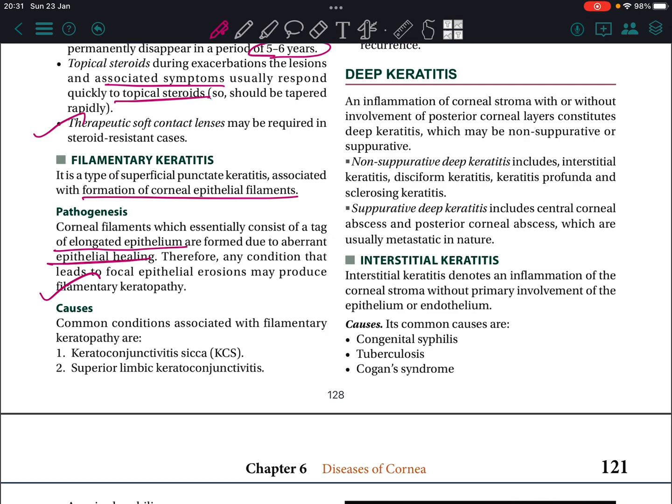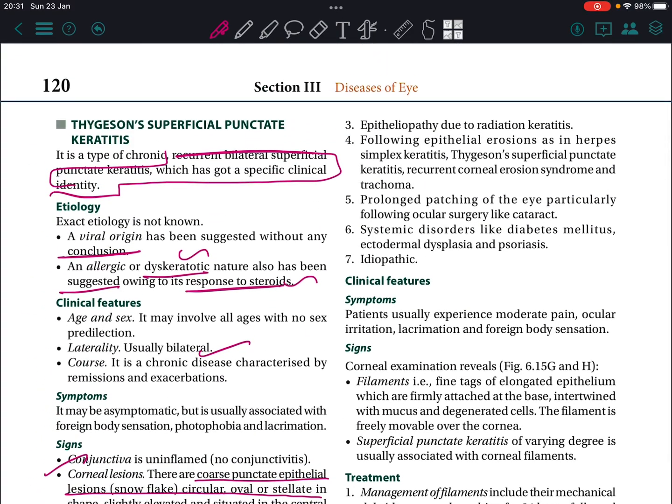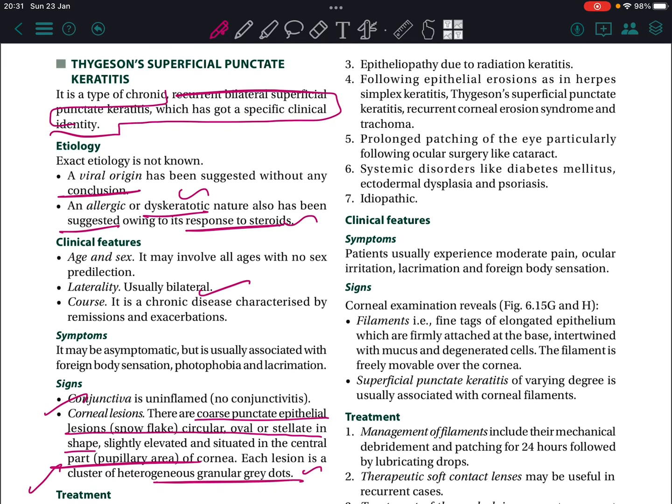Causes: common conditions are keratoconjunctivitis sicca, superior limbic keratoconjunctivitis, epitheliopathy due to radiating keratitis, following epithelial erosion as in herpes simplex keratitis, Thygeson's superficial punctate keratitis, recurrent corneal erosion syndrome, trachoma, prolonged patching of the eye, particularly following ocular surgery like cataract, systemic disorders like diabetes mellitus, ectodermal dysplasia, psoriasis, idiopathic.